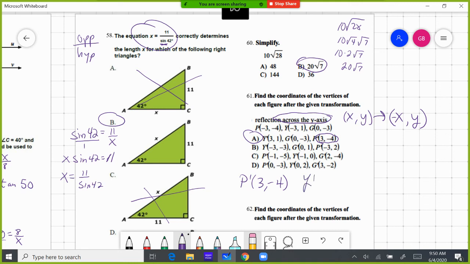If you want to verify, for y, the opposite of -3 will be +3. And you see it here. And then for g, the opposite of 0 is still 0, so it'll be the same. So it's A.